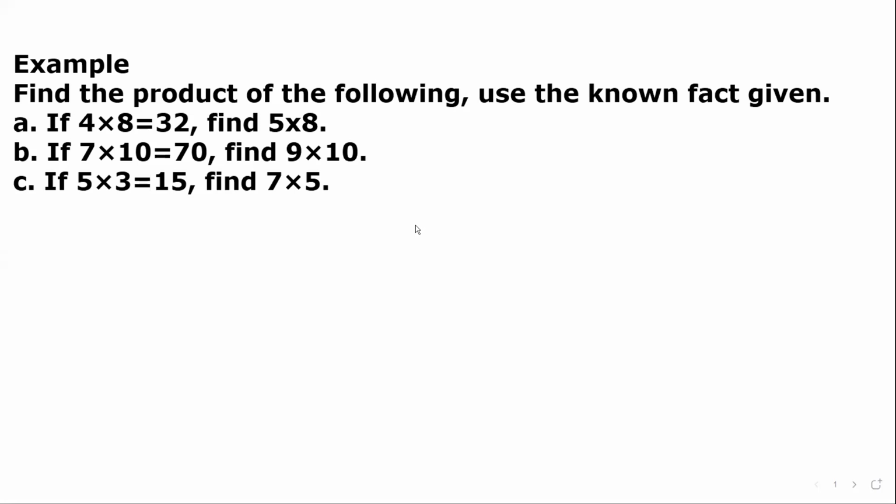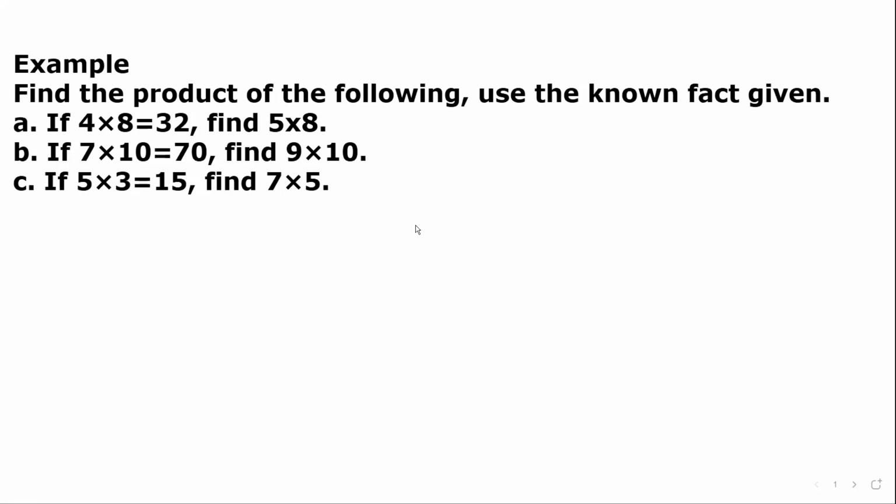Example. Find the product of the following. Use the known fact given. A. If 4 times 8 is equal to 32, find 5 times 8. So with A, the answer we have here is 32. The 4 times 8 is 32, but the one that we don't have the answer to is 5 times 8. We are going to use the known fact to build our unknown fact here.